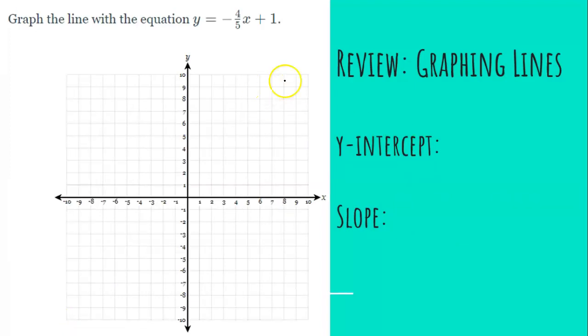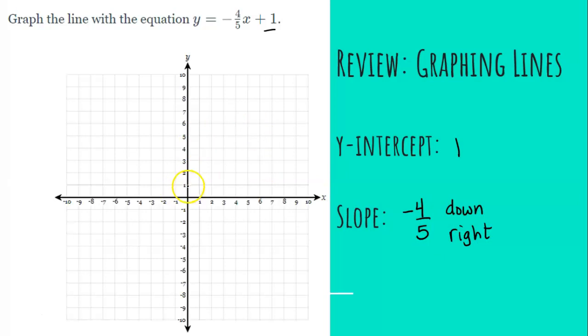Let's try another one. This is already in slope-intercept form. The y-intercept is the number that's by itself, so the y-intercept is 1. The slope is -4/5. This time we have a negative on our slope. There are not two negatives there. This can either be treated as -4/5, in which case we would go down 4, but that's a +5, and we would go to the right. That's one way to do it.